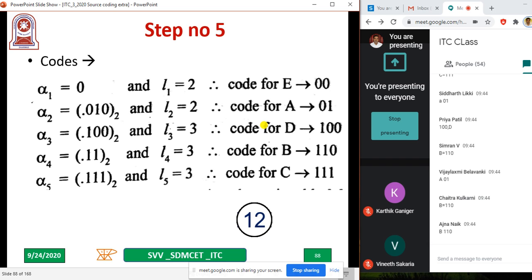B equal to 110, Adnya, correct. A equal to 01, now answers are changing. Good. Hope all of you understood. Okay. Prajakta, D equal to 100. You have done it, but while writing you are making a mistake. The procedure you have followed, you have done it. C equal to 111 Vishwa, correct.